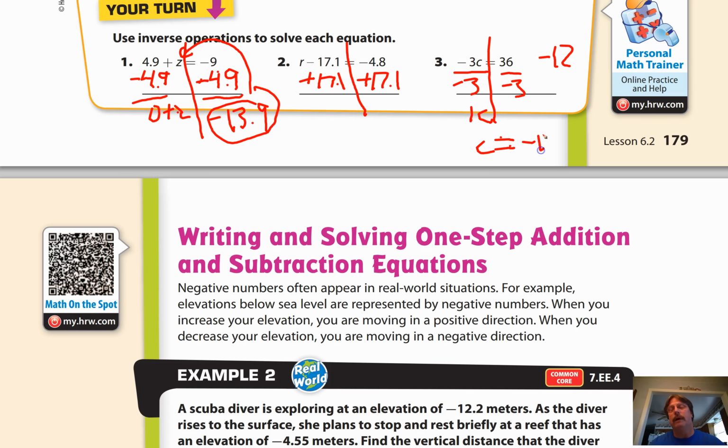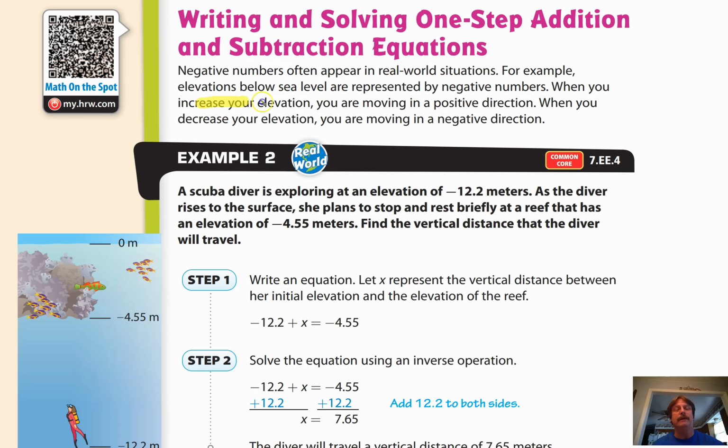So here they're giving us some more information to help in some real world situations. One thing they're trying to point out is that when you increase your elevation, you're moving in a positive direction. When you decrease your elevation, you're moving in a negative direction. A scuba diver is exploring at an elevation of minus 12 meters. As she rises, she plans to stop and rest briefly at a reef that is at an elevation of negative 4.55 meters. What is the vertical distance that she'll travel?